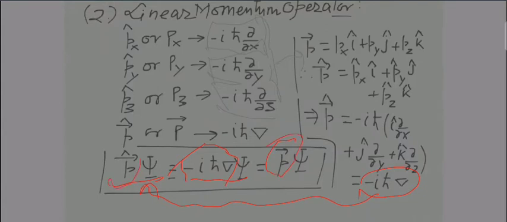So from operator you have switched over to observable, and clearly it is of the form operator psi equal to observable multiplied by psi. It is of that form. Similarly this is also of that form only. You can clearly observe this thing. Okay, let's move on to the next slide.